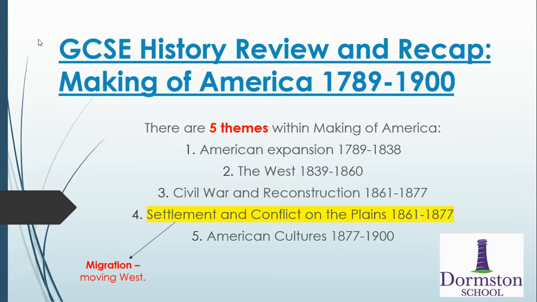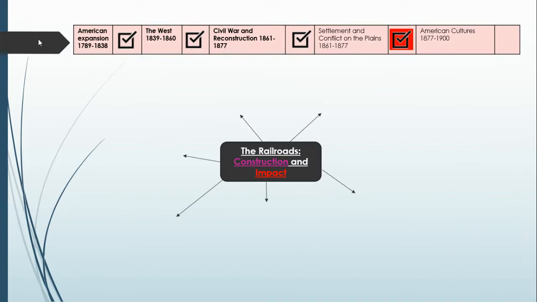A key term that we're going to be using throughout is migration, and this is where Americans themselves are moving west within America. Okay, this is not people coming from Europe, for example. This is Americans moving from the east of the United States of America to the west. So migration will be a key term as we go through.